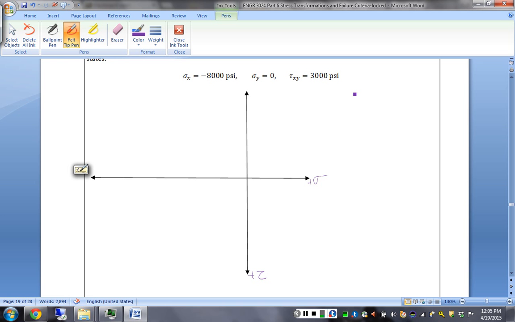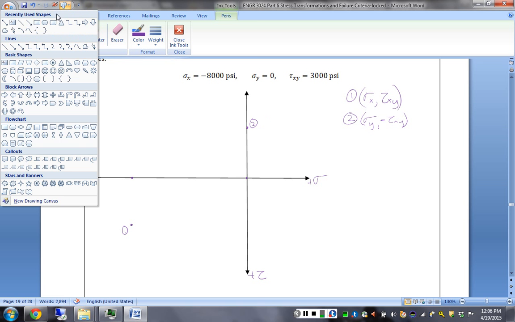What are the 2 points that we plot? The first one is sigma x and the positive shear. So minus 8,000 is about here, and we have a plus 3,000 is down, so we'll call this point 1. The second point that we plot is your normal stress in the y direction and your negative shear, and so that is 0 and minus 3,000, so we'll call that roughly there.